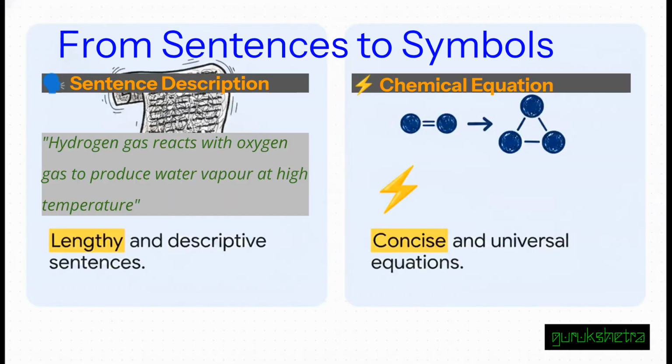Now, imagine writing out a chemical reaction like this. Hydrogen gas reacts with oxygen gas to produce water vapor at high temperature. I mean, that is incredibly tedious. Just imagine your thumbs trying to text that out during a fast-paced lab. If we actually used long paragraphs to describe basic reactions, our lab notebooks would be completely full before lunch. So instead, a chemical equation gives us this elegant, universally understood solution. H2 plus O2 gives us H2O. Boom! It's incredibly concise, it cuts out all the extra noise, and gives us exactly what we need to know.